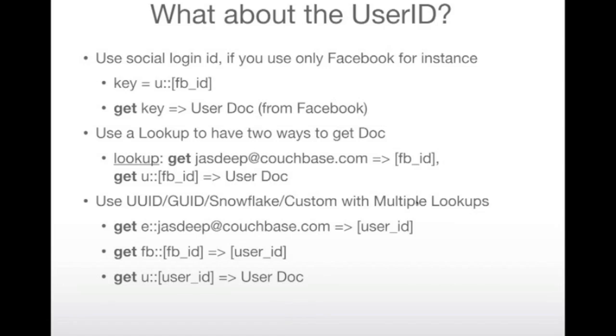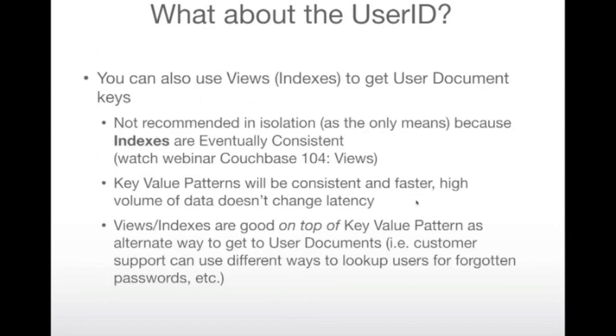I can do email address points to the primary document. I can say the Facebook ID points to the primary document, and then the primary document is the user document. So I have two different ways to get to that user document. And obviously it's a two-step process. Whenever you use a lookup, it's a two-step process. So what about views or index to get user document keys? I don't recommend it in isolation, because indexes are eventually consistent, and you can watch the webinar, Couchbase 104 coming up on Thursday, to learn more about it.